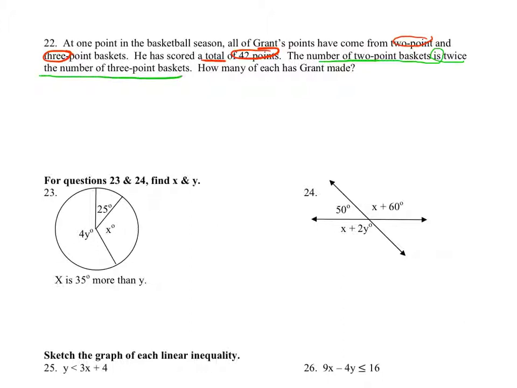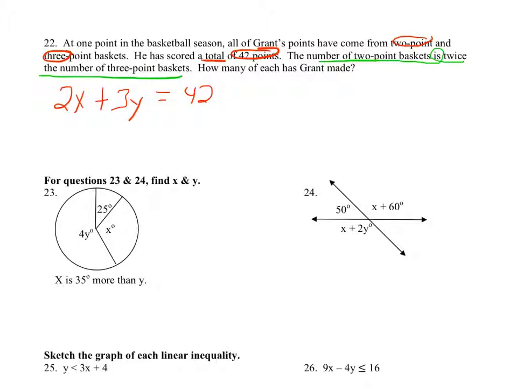Now let's take a look at our first set of information. If you make a 2-pointer, it has a value of 2. If you make a 3-pointer, it has a value of 3. So this represents every regular basket you make, it's worth 2 points. Every 3-point basket you make, it's worth 3. And combined, you get a total of 42 points.